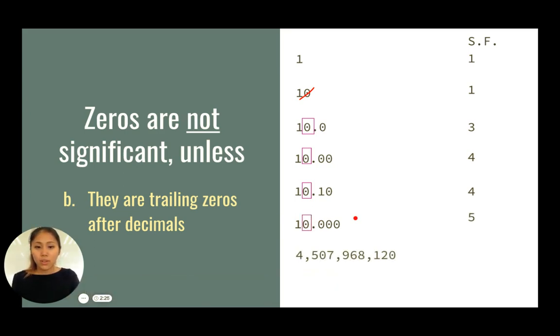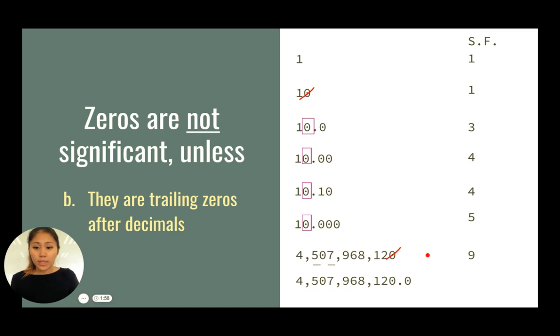And the last one, let's take a look. This 0 must be significant because it's sandwiched between 2 significant digits. This 0 is not after a decimal, right? It is not a trailing 0. So this one doesn't actually count as a significant digit. So we have a total of 1, 2, 3, 4, 5, 6, 7, 8, 9 significant figures.